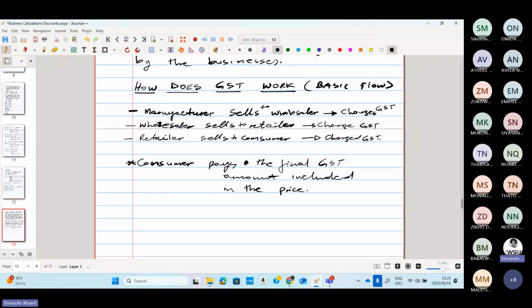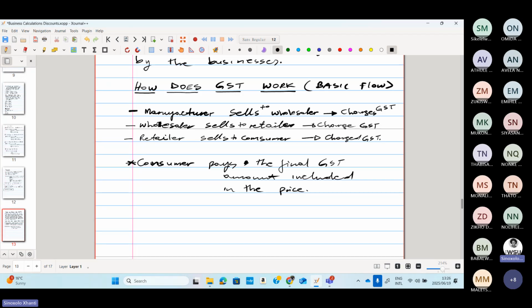Like I said, when you go to a store and you're buying food or buying clothes, you'll find there's always that VAT associated there, that is added there. That is actually this consumer tax that is charged to you for buying something.